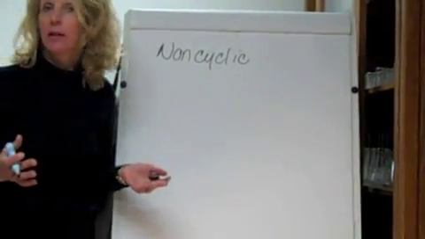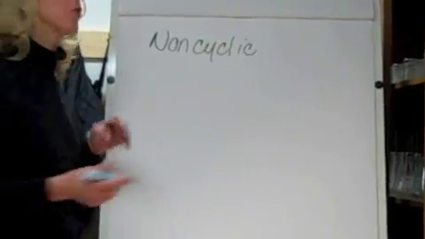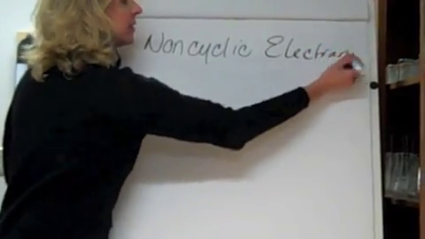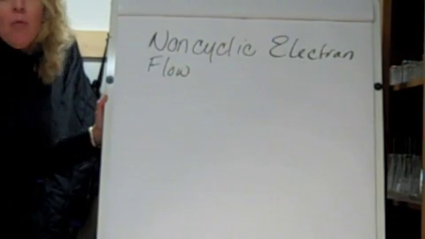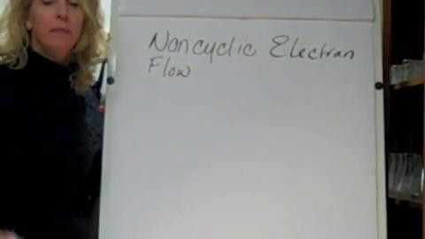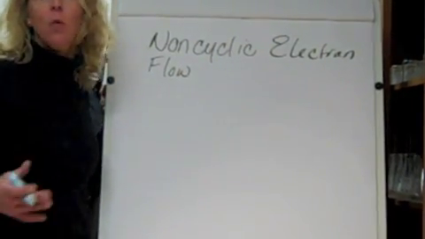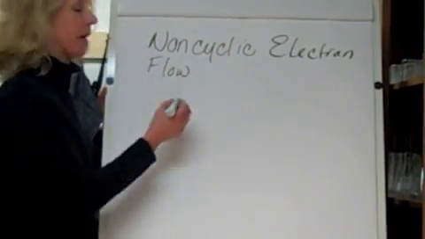It's non-cyclic, meaning it doesn't go in a cycle like most things that we have. And this is non-cyclic electron flow, right? So those little Hershey's Kisses represented our electrons. Why would it do that? And why does it go from 2 to 1? Why is it 2 P680, why is it 1 P700? All right, well, let's talk about that.